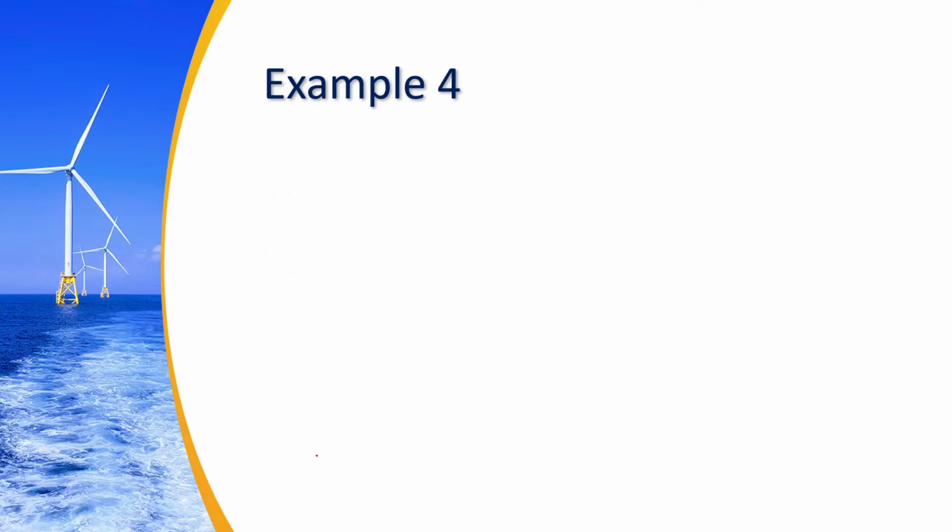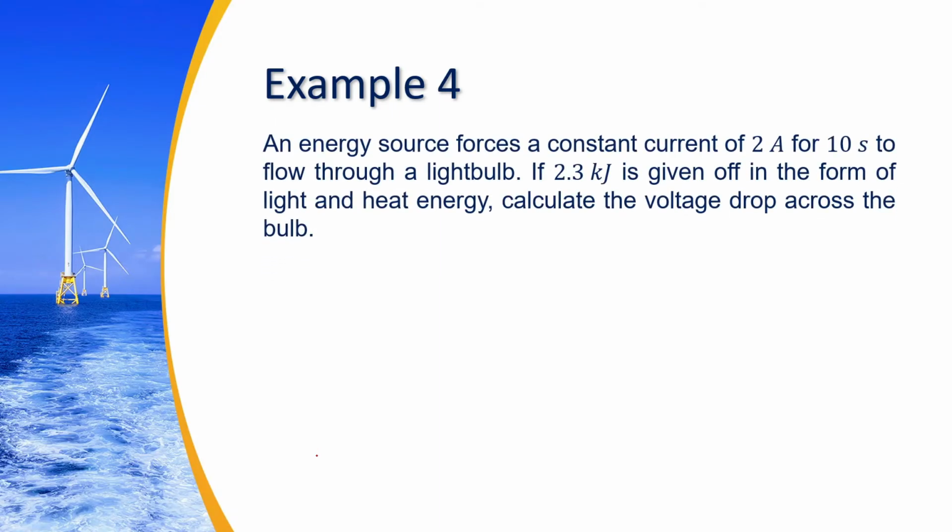So, let's take this example. An energy source forces a constant current of 2 amp for 10 seconds to flow through a light bulb. If 2.3 kilojoules is given off in the form of light and heat energy, calculate the voltage drop across the bulb. Okay. So the total charge is this one.